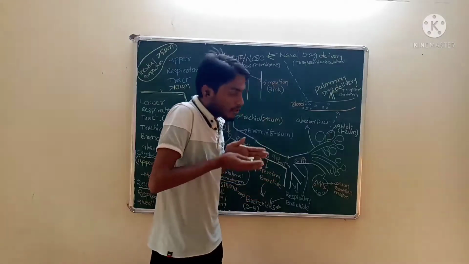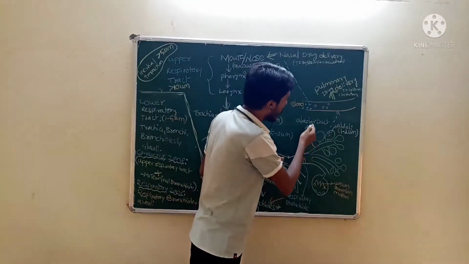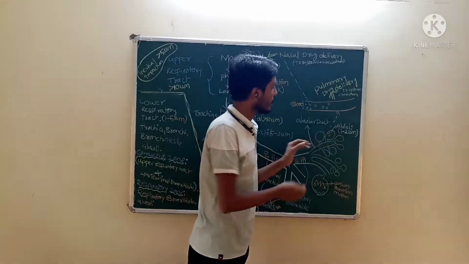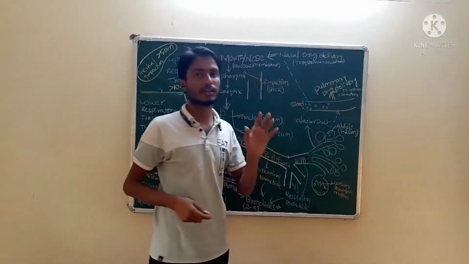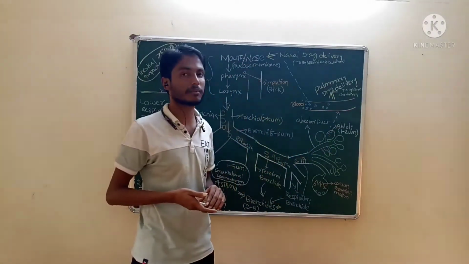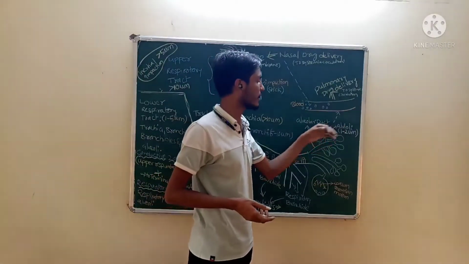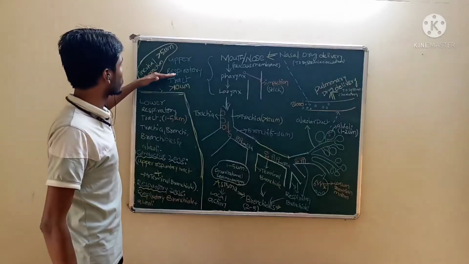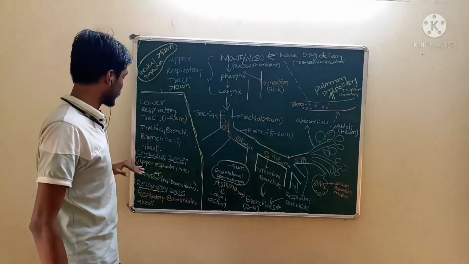And the respiratory bronchioles are again divided into the alveolar duct, and finally alveoli, a bulb-shaped or grape-shaped structure we call alveoli. So this is about the upper respiratory tract and the lower respiratory tract.